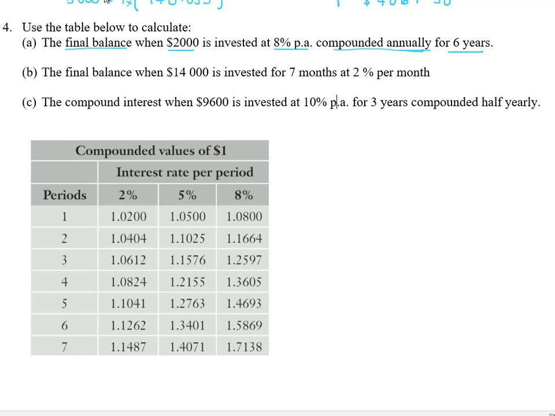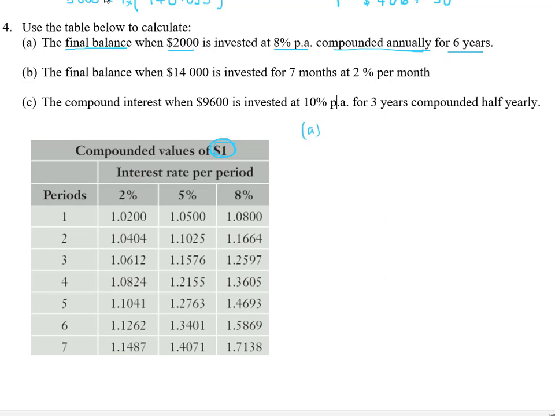Now this table says compounded values of $1. So that's meaning if I take $1 and I invest it at 2% for one time period, it's going to be worth $1.0200. So this is what it's worth at the end of a period of time. Now, if you're given a table of values, you have to use the table of values. You cannot use your compound interest formula. So let's have a look at the first one.